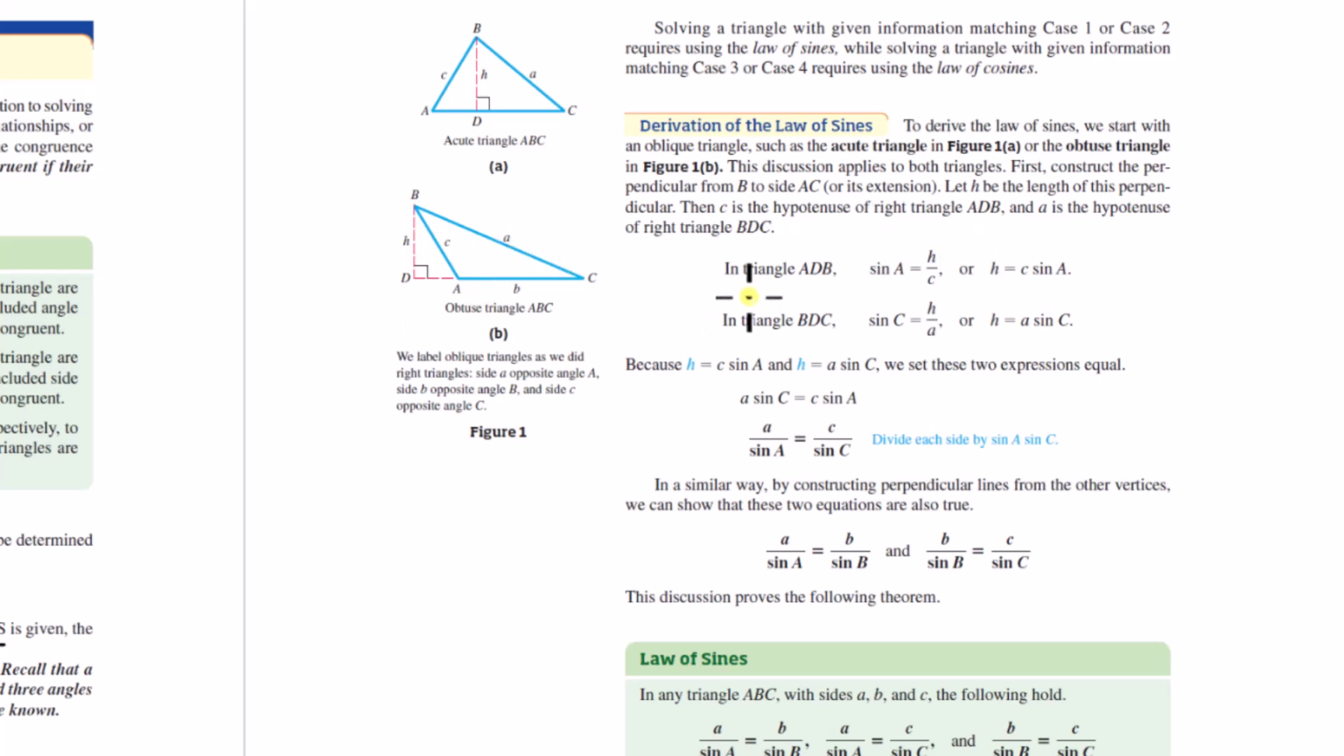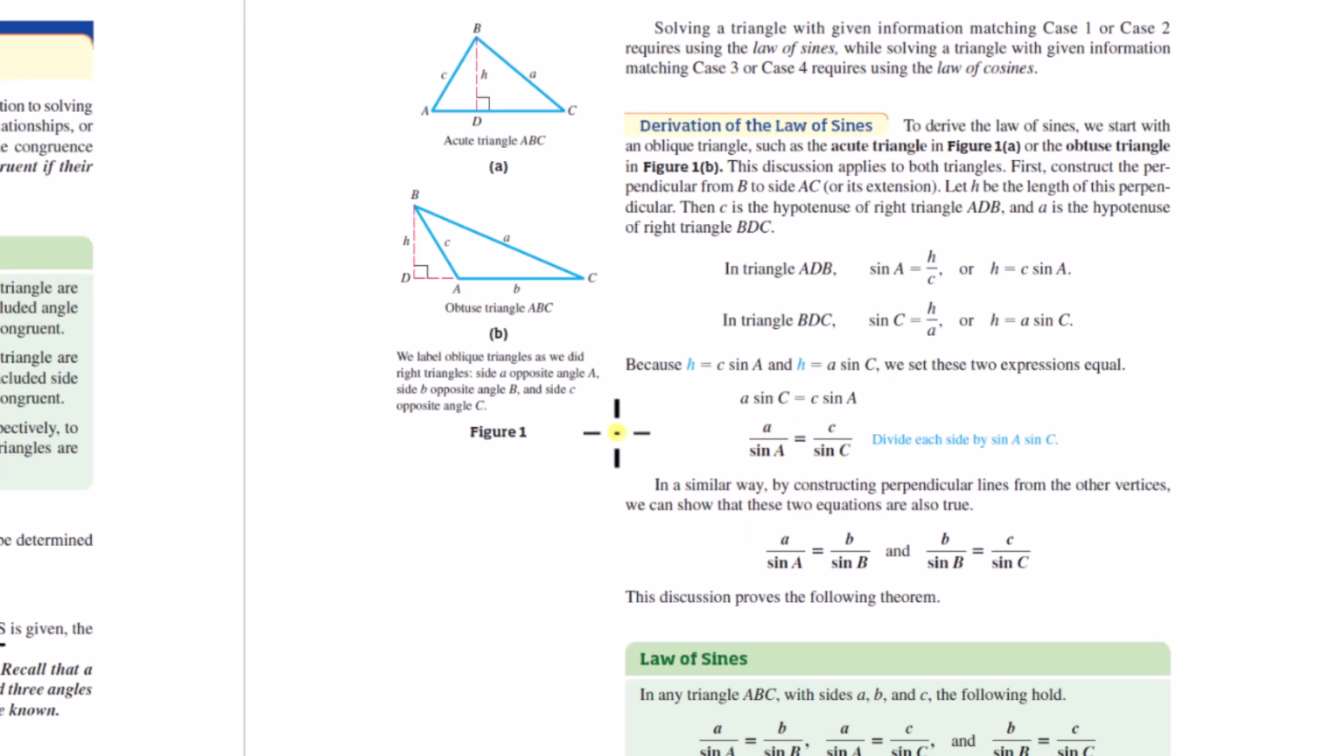Okay. Now, in triangle ADB, sine of A would be h over c for both triangles. Okay, so they do that and then solve for h. In triangle BDC, sine of C is h over a. For both triangles, they solve for h. Then they set these two h's equal, and they get this: a sine C is equal to c sine A. And now from here, you can divide both sides by sine of C and sine of A and get this, or you could divide both sides by a and c, and you could flip these, and you get the same relation.